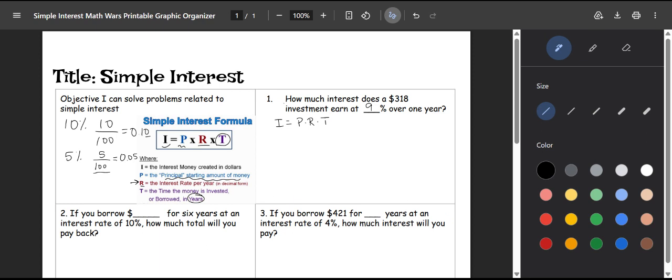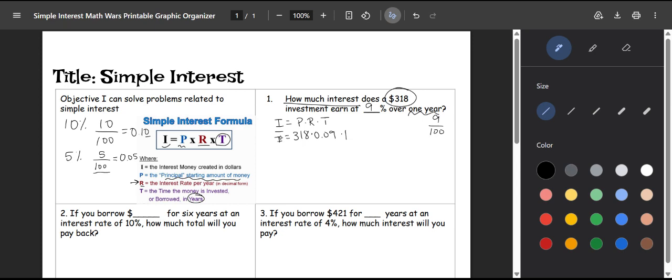So we're looking for interest, so that's our goal. Principal is how much are we investing, so that's $318. The rate is 9%, and remember, if we're not sure how to write that as a decimal, we can go to our calculator, do 9 divided by 100. That is a 9 in the hundredths place, or 0.09. And then time, they kind of snuck it in here. They didn't write it as a number, they spelled it out. So times 1. So that will tell us our interest.